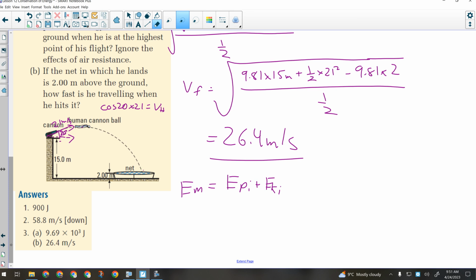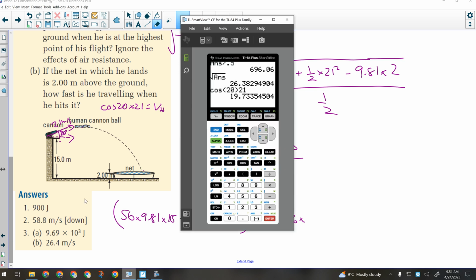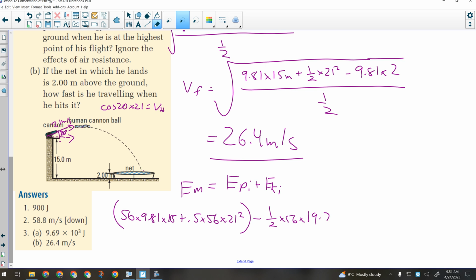So I'll take my initial mechanical energy, so that'll be, what was their mass, 56? 56 times 9.81 times 15 plus 0.5 times 56 times 21 squared. So that's my initial mechanical energy there. And I'm going to subtract 1/2 times 56 times that speed I just calculated, the 19.7 squared. That'll leave me with the potential energy at the top.